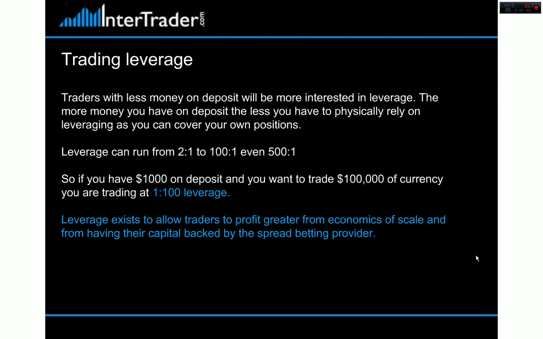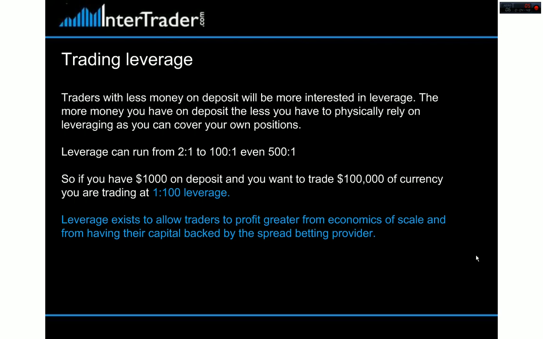So if you're trading with £1,000 on deposit and you want to trade £100,000 of currency, then you're leveraging at 1 to 100. And this is completely acceptable within the financial industry. Now, why does the financial industry do this? Why do they put money against yours to allow you to trade more? Well, because it's more interesting.